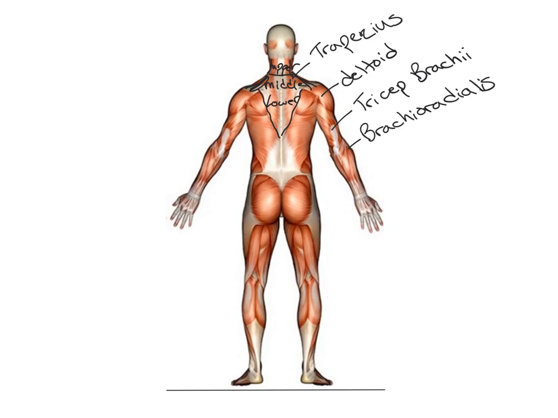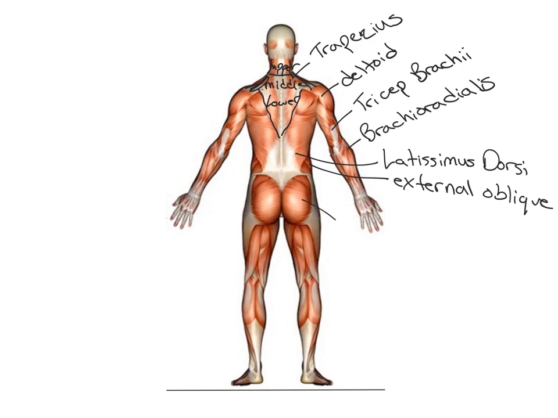Moving down the back, we have the latissimus dorsi. Again, we can see our external oblique. We have the gluteus maximus. These two muscles here, we are going to combine into the hamstring group.